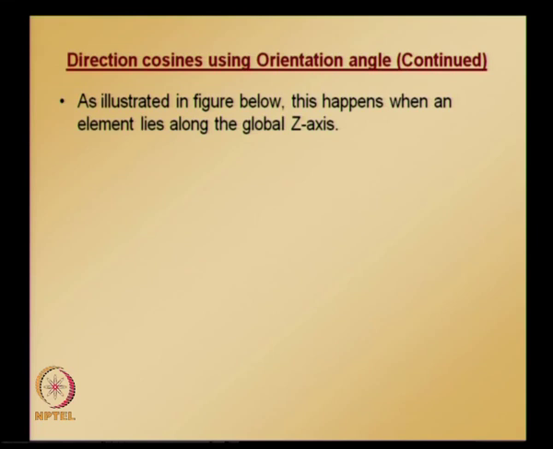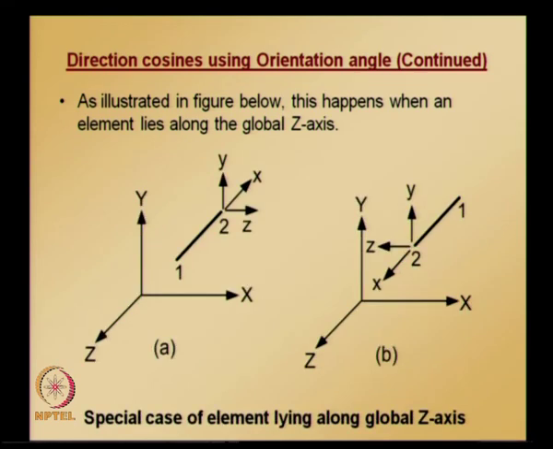As illustrated in the figure below, this happens when the element lies along the global z axis. Here two cases are shown in figure A and B. In both cases you can see Lxy is going to be 0, and Lxy is defined as the square root of Lx square plus Mx square. If you see these two vectors which are oriented in the way they are in figures A and B, you can easily check that Lx and Mx are 0 for this. So, Lxy is going to be 0.